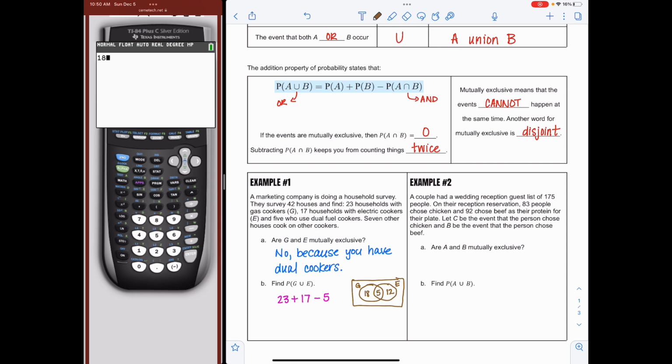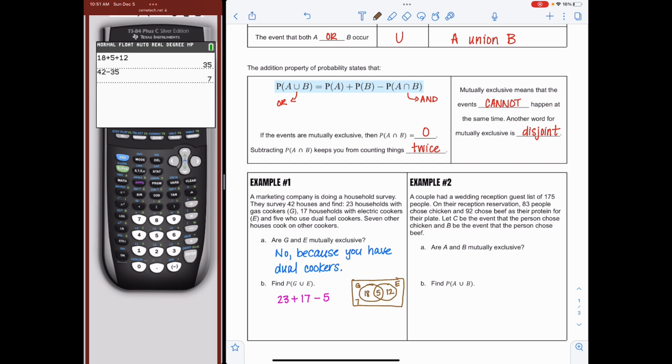And then when you add all of them up on the inside, you will get a total of 35 cookers, and they said that you have 42 houses. So 42 minus 35 gives you 7 houses that don't have those types of cookers. They have another type of cooker. So if I want to find the probability that I'm going to have a gas or an electric cooker, I can basically just add 18, 5, and 12. And 18 plus 5 plus 12 is 35.